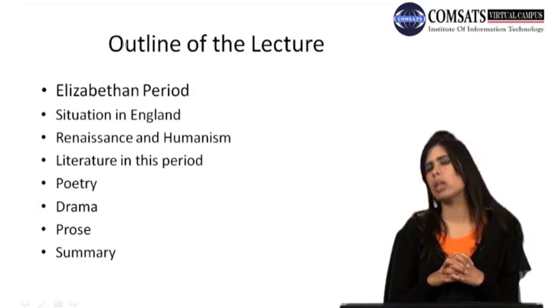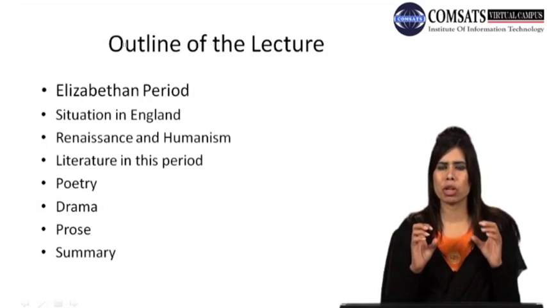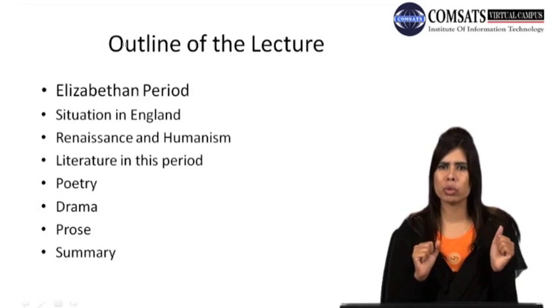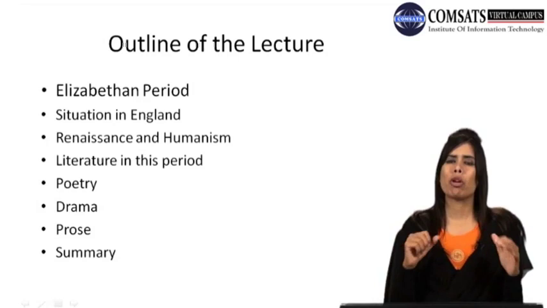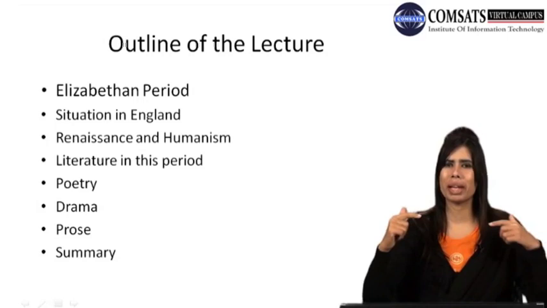When we were doing the introduction to the history of English literature, I told you that we give different periods different names according to the dominating figures of that period, or according to any literary movement going on in a particular country, or according to the centuries, or according to the political conditions of that country. So for the Elizabethan period, we are involving politics, because Queen Elizabeth was in rule at that time.